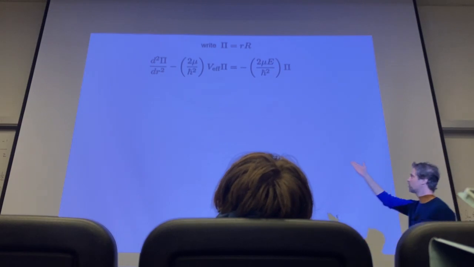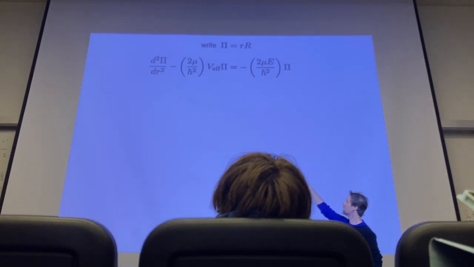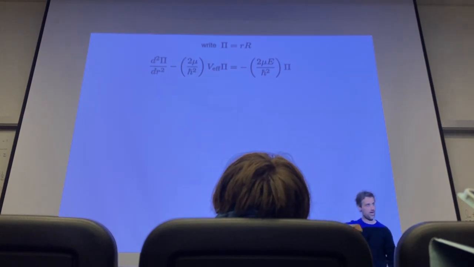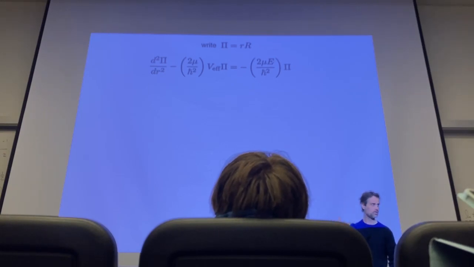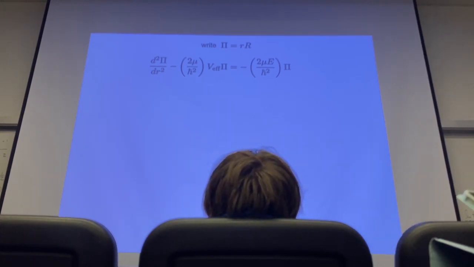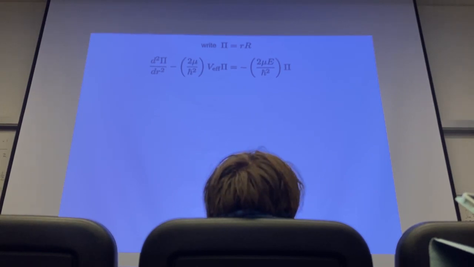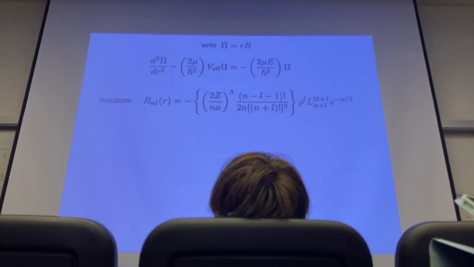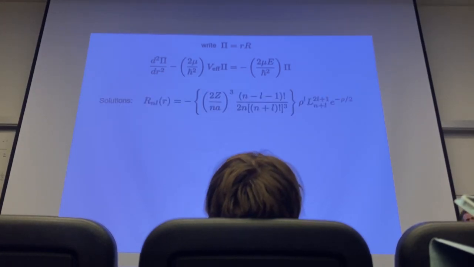So, second order derivative of pi, then potential term times pi, then constant times pi. That's it. If I solve for pi, I have big R also, because big R is simply pi divided by r, and I'm done. Can it be done? Of course it can be done. It's not easy, but we rely again on very smart people that came before us. And they have figured it out.